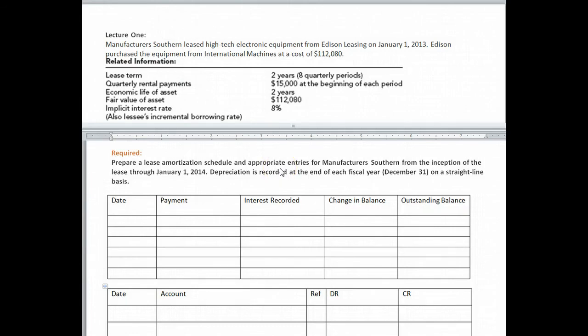Welcome to Lecture 1 on leases. Let's begin by looking at a simple capital lease.